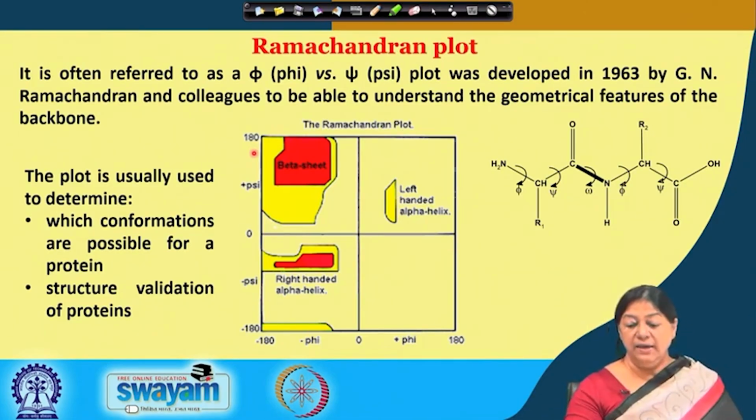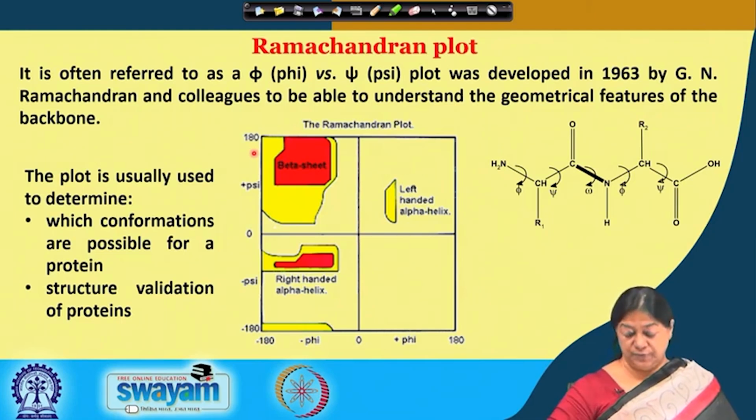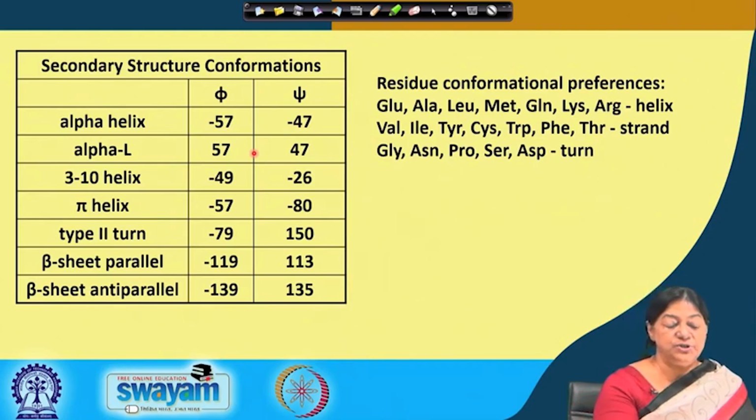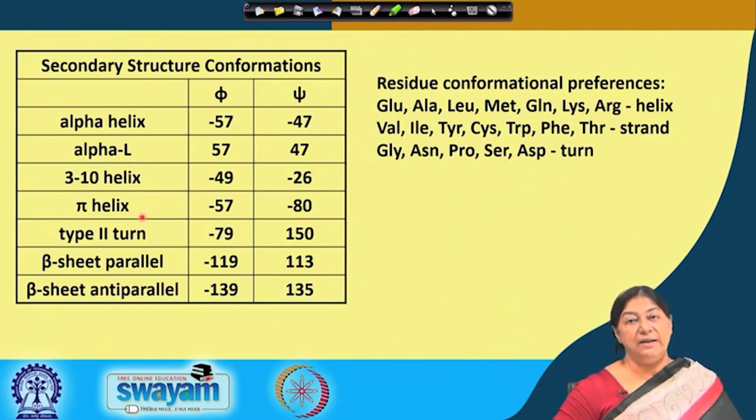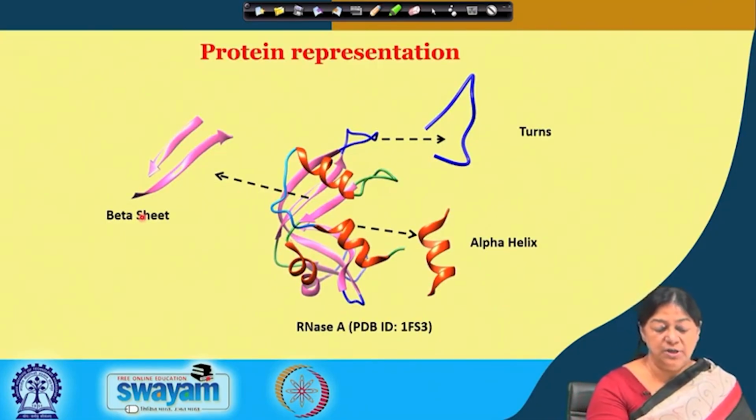It was developed by Professor G. N. Ramachandran and his colleagues that gives us a possibility to understand the geometrical features of the protein and is an extremely important plot. The specific conformations are given for the alpha helix, the different types, the left-handed helix, the 310 helix, pi helix, the beta sheet, parallel and antiparallel. And there are residue conformational preferences where a specific type of amino acid would prefer to remain in a specific conformation.